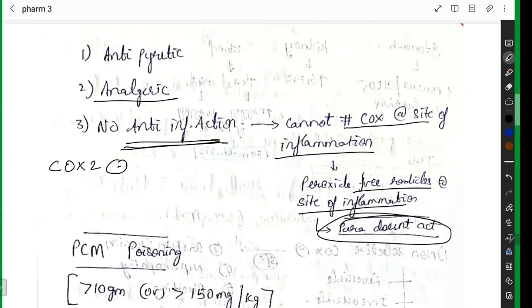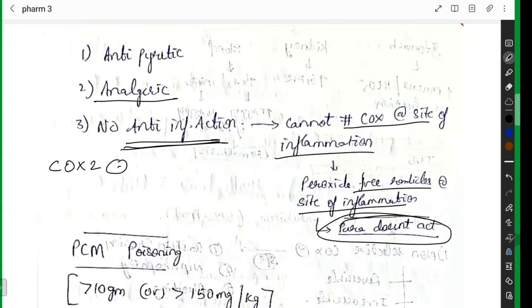Okay, now what happens in paracetamol poisoning? This is a very common case which you will be dealing with when you sit as a casualty medical officer after completing your MBBS. I have seen a lot of cases of people who consume lots of paracetamol and come to the OP, to your casualty. When you consume more than 150 mg per kg or more than 10 gram of paracetamol, it is considered paracetamol poisoning.